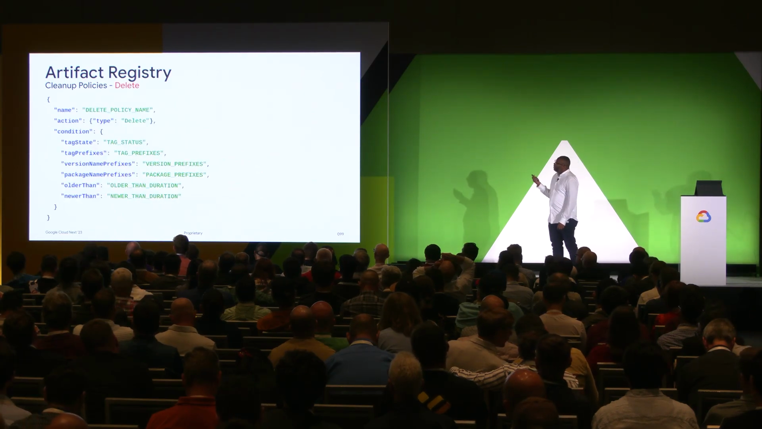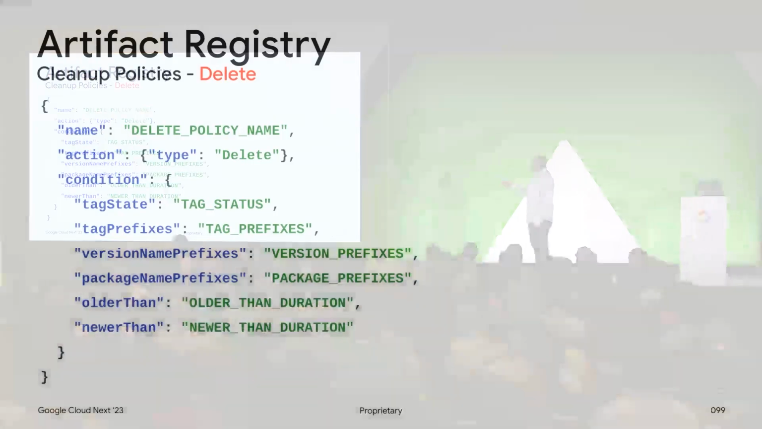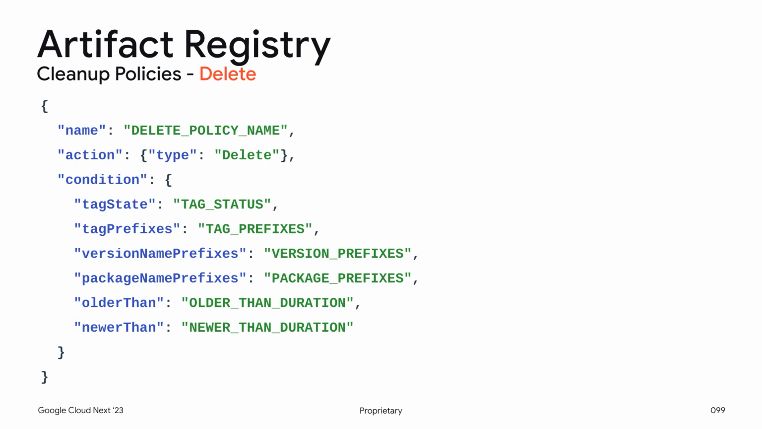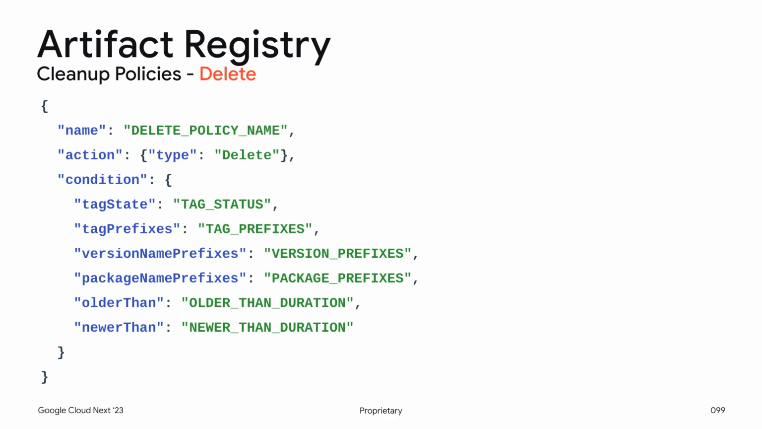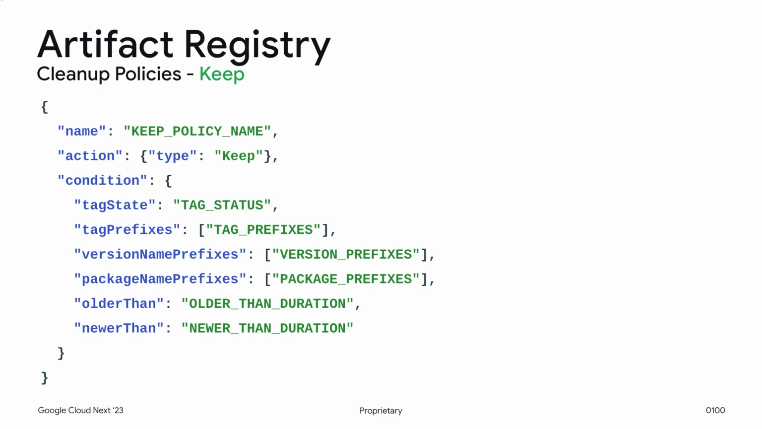This right here is what a delete policy looks like. Not a whole lot there. If you know JSON, yep, that's what you expect. This is what a keep policy looks like. It actually looks pretty darn similar. What you'll notice, though, is that in a keep policy, the action type is of type keep.